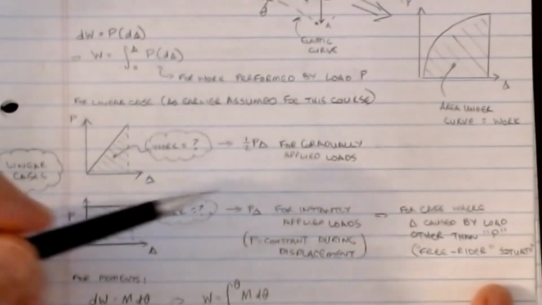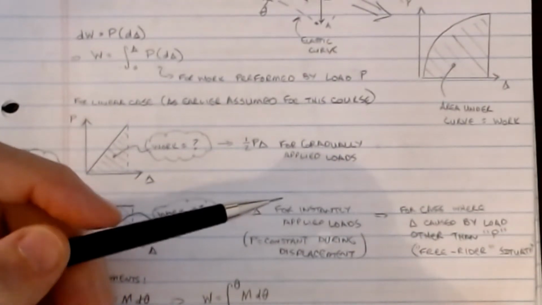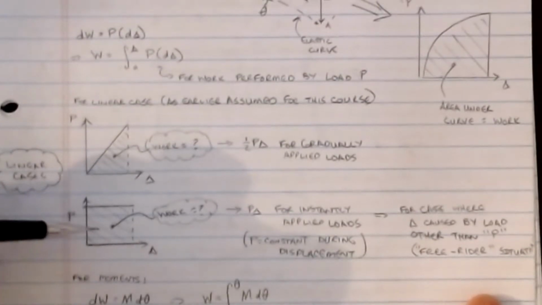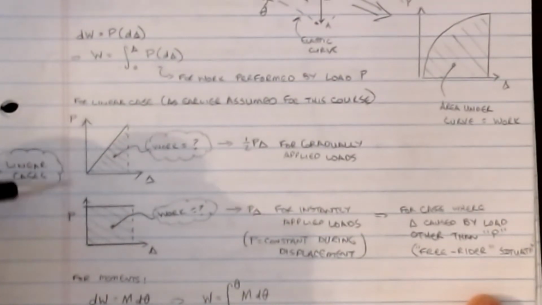So for cases where delta is caused by a load other than load P, this is the case that we would be using: the load is already there, and it would be kind of a free rider situation. So we'll be taking advantage of both of these.